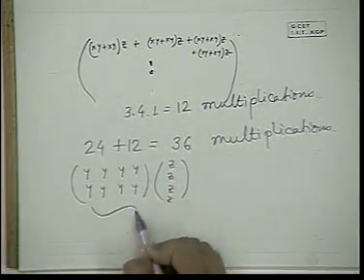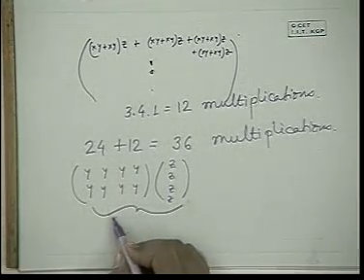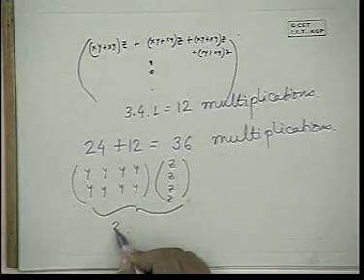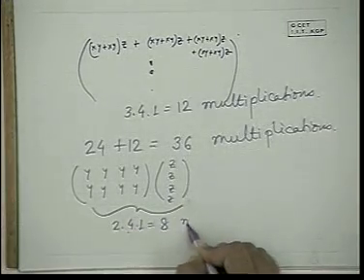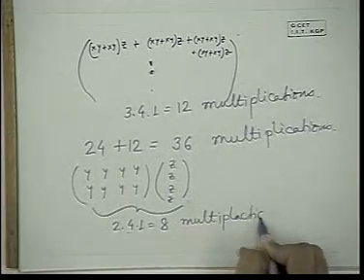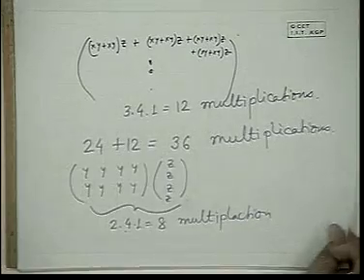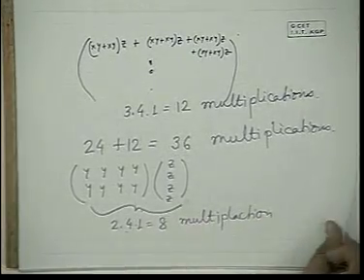So suppose I multiply these two first. How many multiplications will this take? 2 into 4 into 1, which is 8 multiplications we need. Okay. Now I have to multiply the result of this one with the first one.